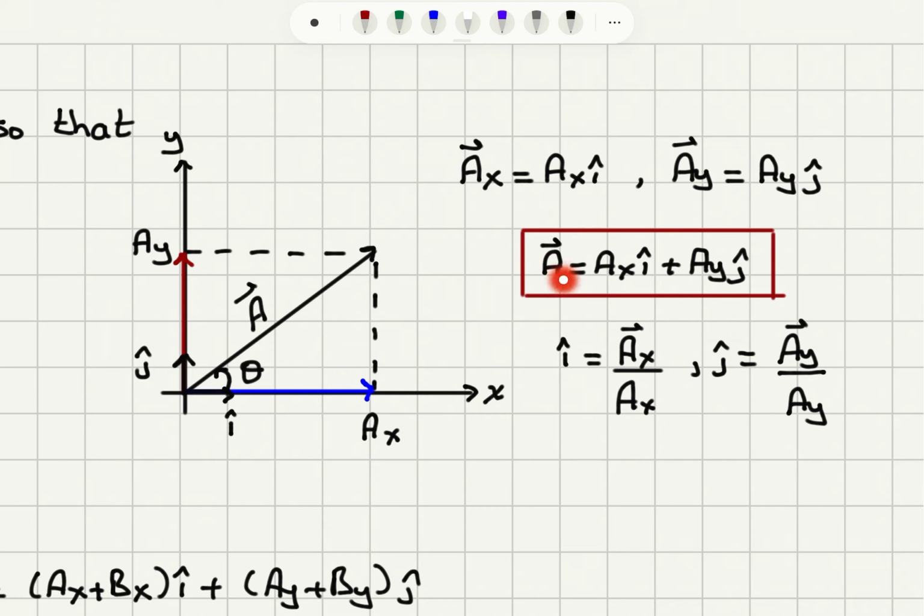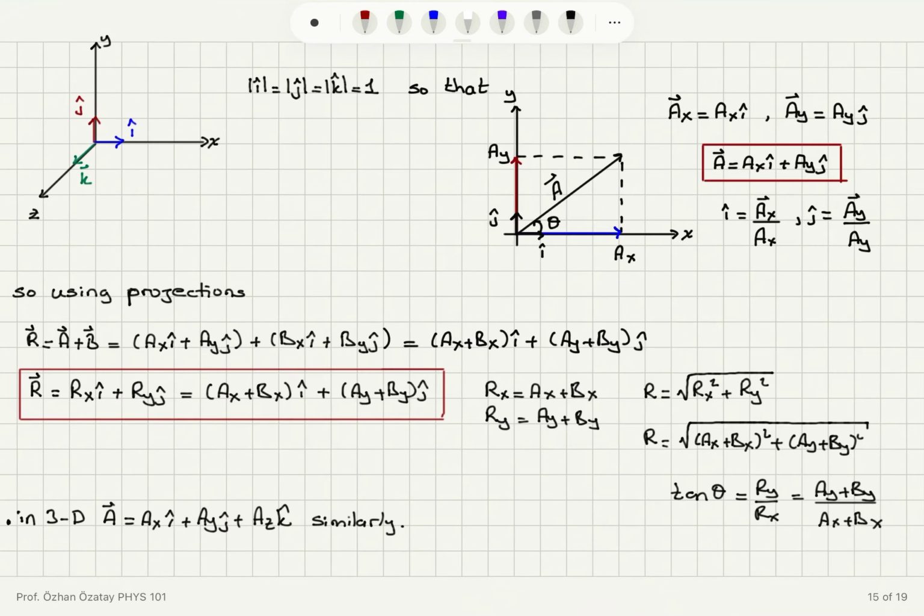So we can write the a vector as the x component a_x i hat plus the y component a_y j hat. You can see from this equation also that i hat is the a_x vector divided by its magnitude a_x, and j hat is the a_y vector divided by its magnitude a_y, therefore dimensionless.